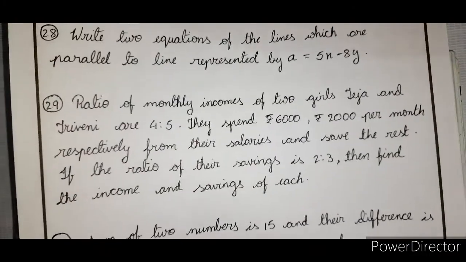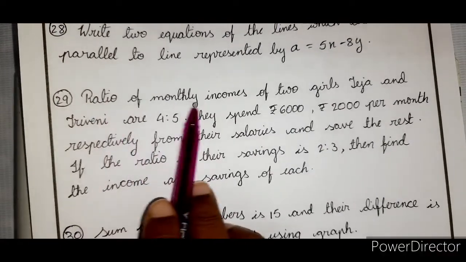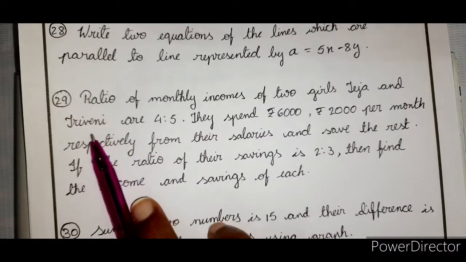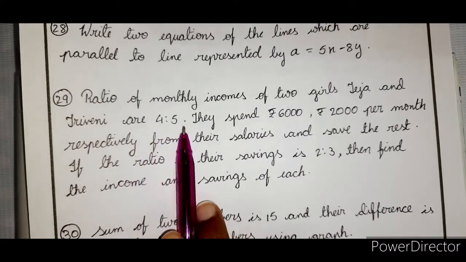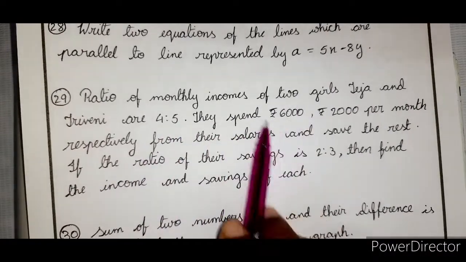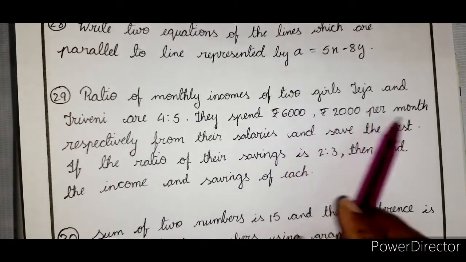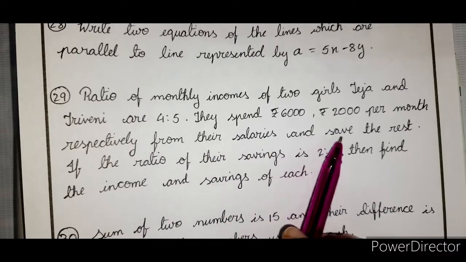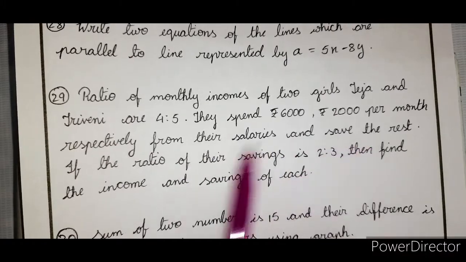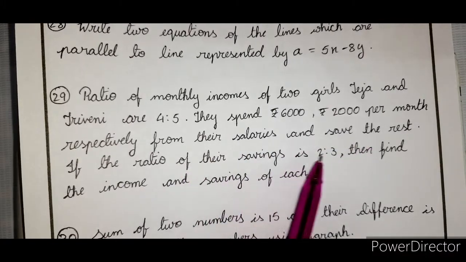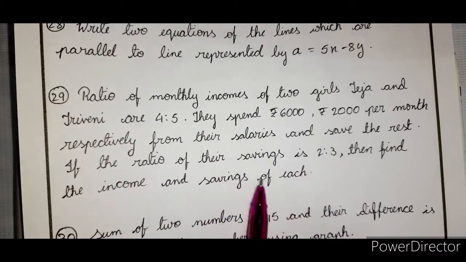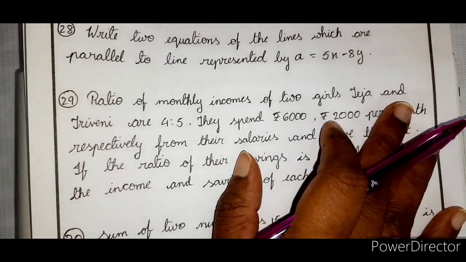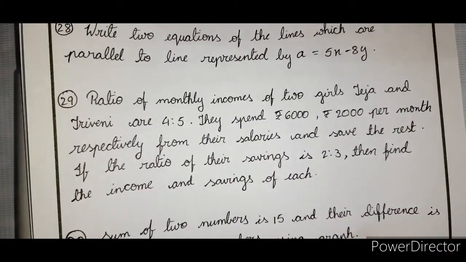Now let us see another word problem here. The ratio of monthly incomes of two girls, Teja and Triveni, is 4:5. They spend rupees 6,000 and rupees 2,000 per month respectively from their salaries and save the rest. If the ratio of their savings is 2:3, then find the income and savings of each. So we don't know the income, we don't know the savings. So we have to now assume the values.